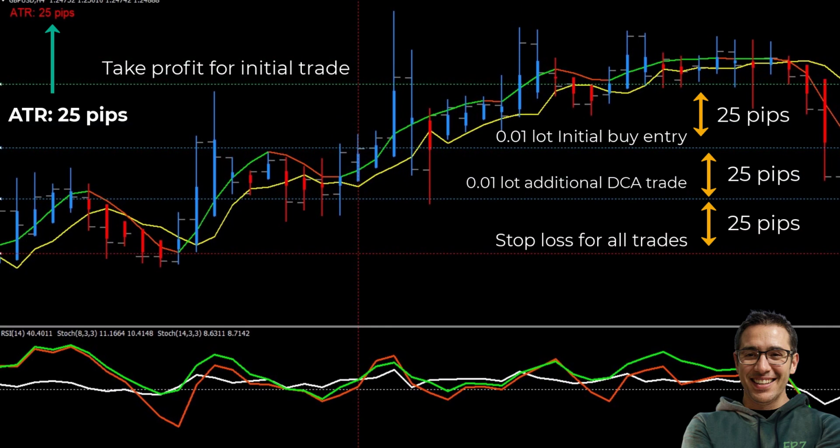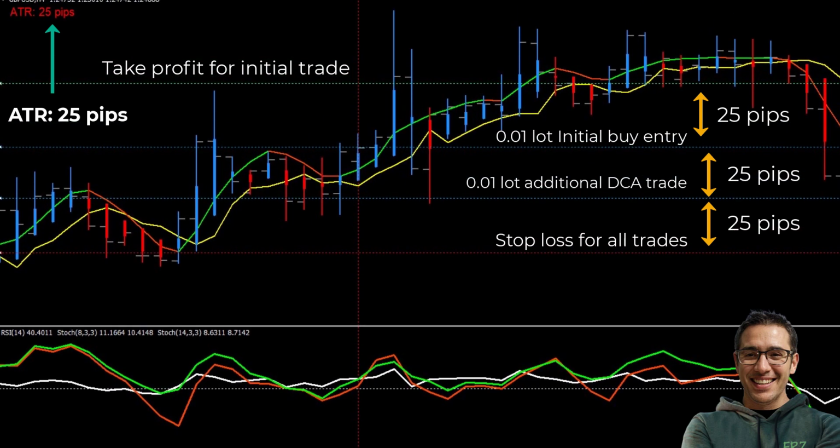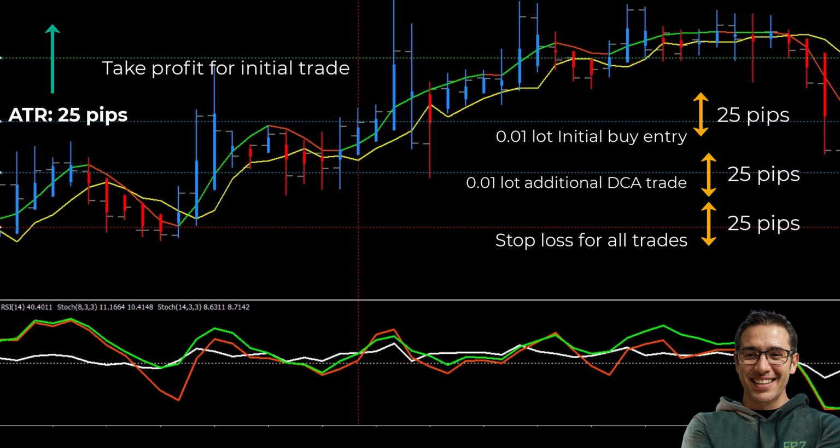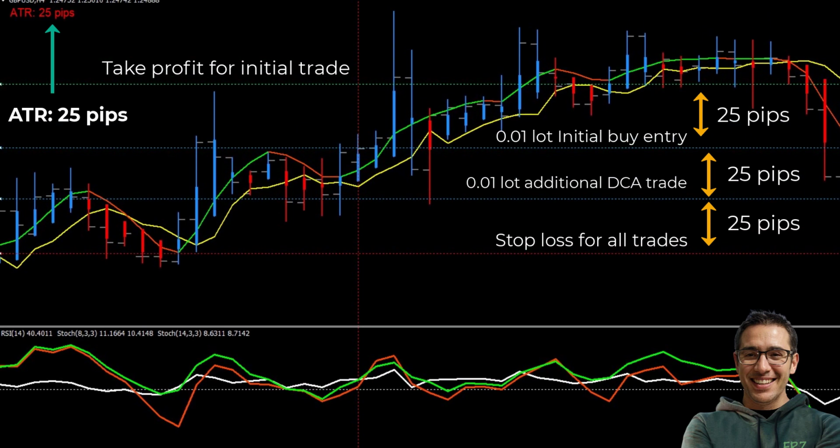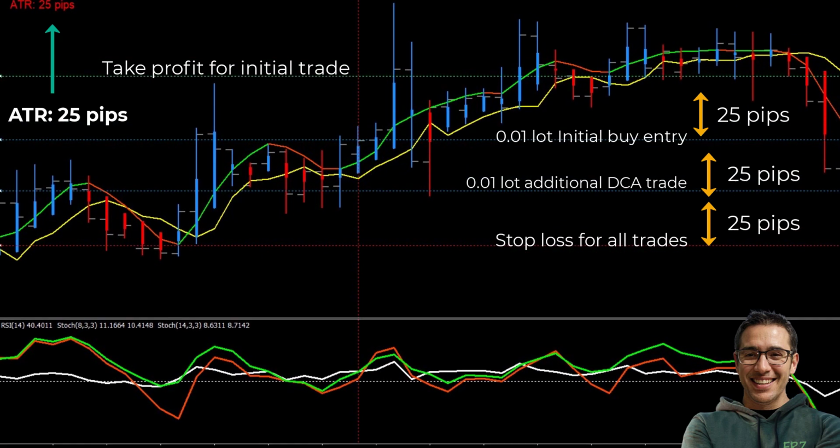However, if the price goes down, it may activate the second buy order. And then if the price reaches the initial trade entry price, we close both trades. In other words, when we have two trades, we close both trades when we reach the break even.